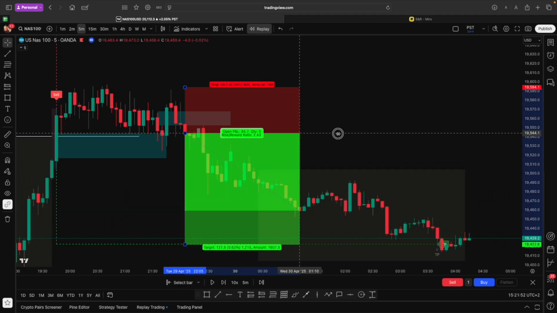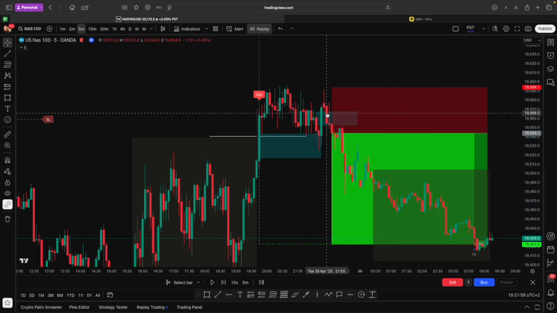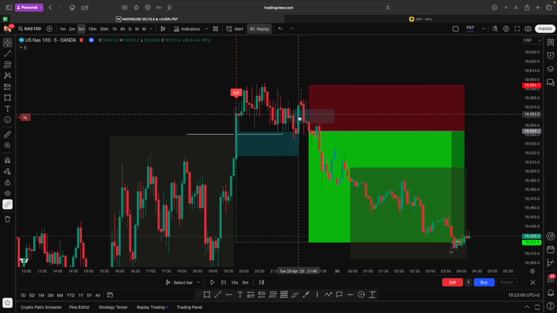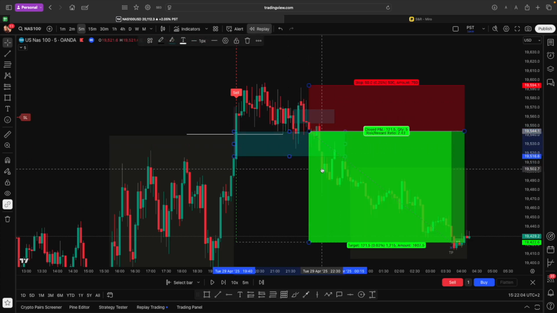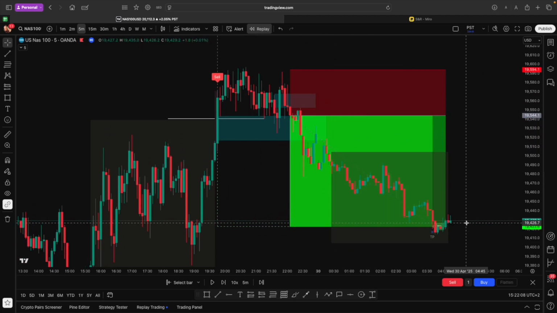There you go. So as you can see, we got our entry signal right over there. We waited for the fair value gap. This one was created after this one. Even if you entered right on this one here, you still had a beautiful entry to the given TP. All right, so let's look at one more example.